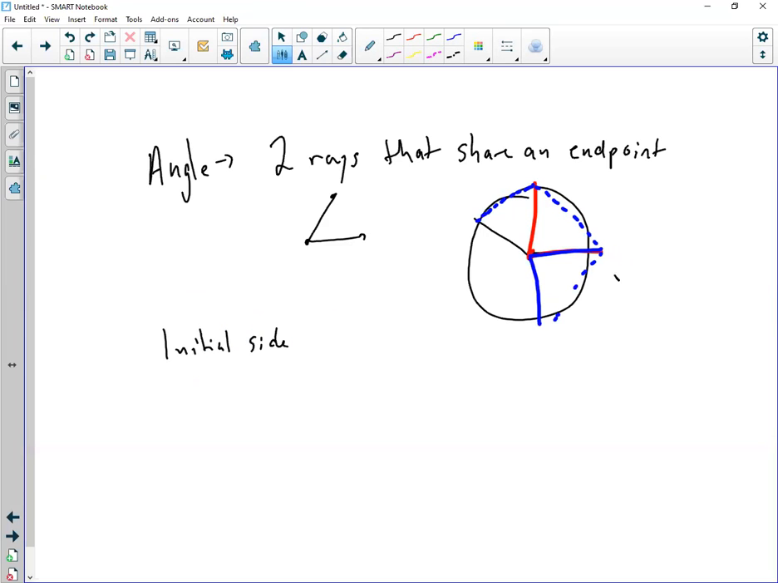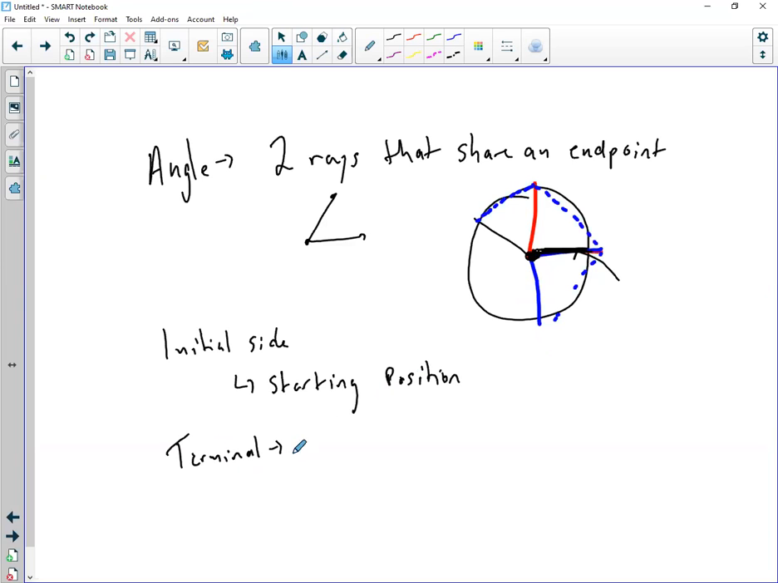The initial side is this thing right here. I already drew a picture of it at the beginning, but it is the starting position. It's where the angle starts. So this is the starting position of whatever angle you're dealing with. And 99% of the time in this class, it is going to be this spot right here because we're going to be dealing with the unit circle. And if we're dealing with the unit circle, it's going to start here, okay? Then we end with the terminal side.